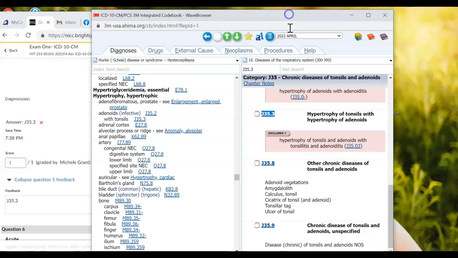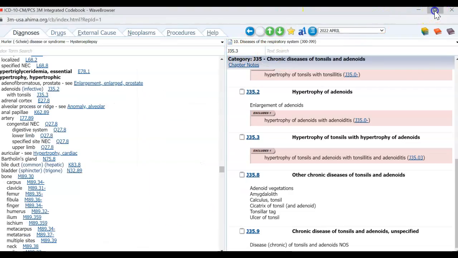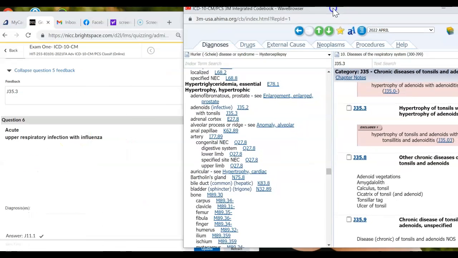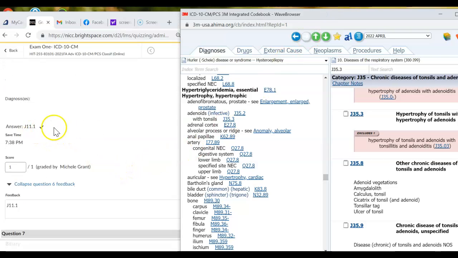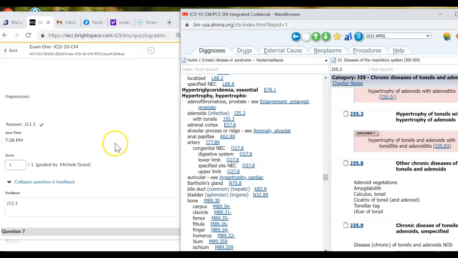Pull the code book over. Okay, that's exactly what you want. Now here, if it was with the tonsillitis and adenoiditis, a few of you had the J35.03. We just want this code right here. Okay, go ahead and move down to the next one. This one was pretty good. I'm not going to run through this one. Upper acute respiratory infection with influenza.